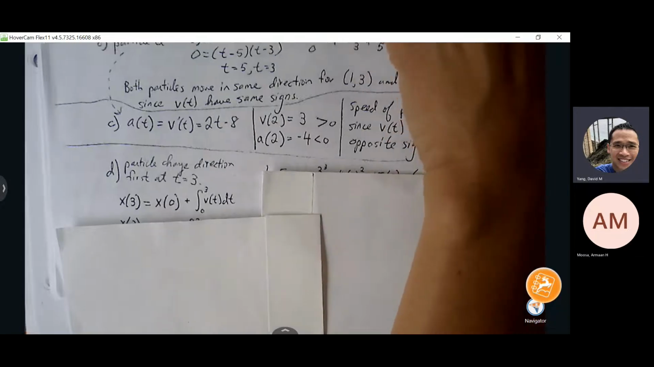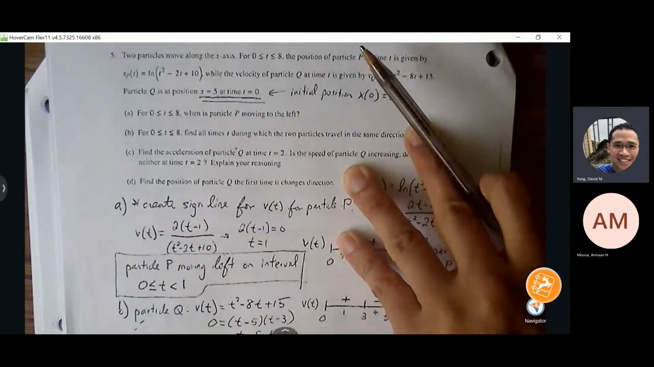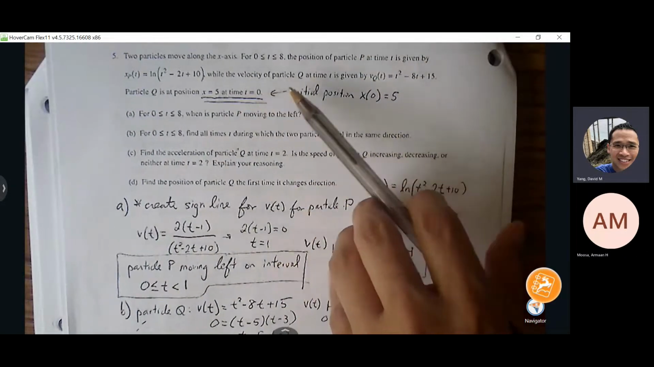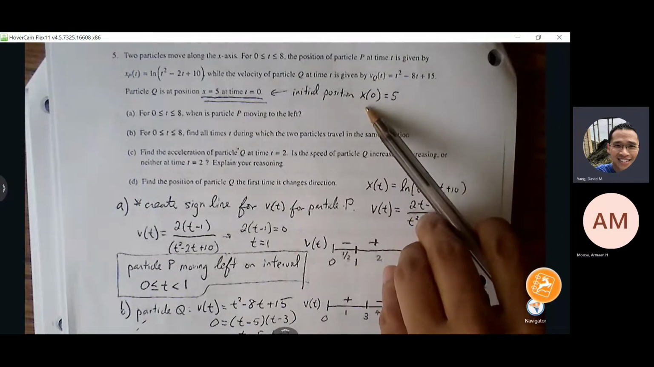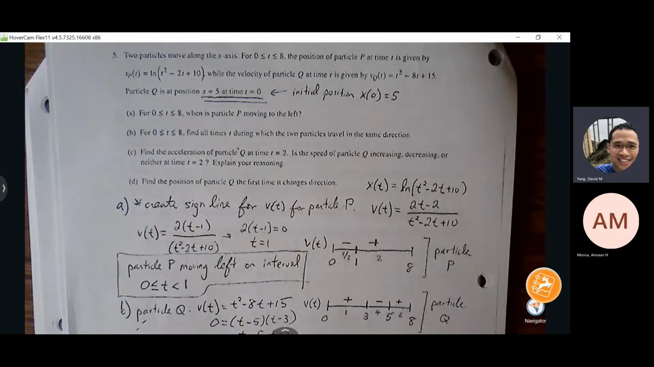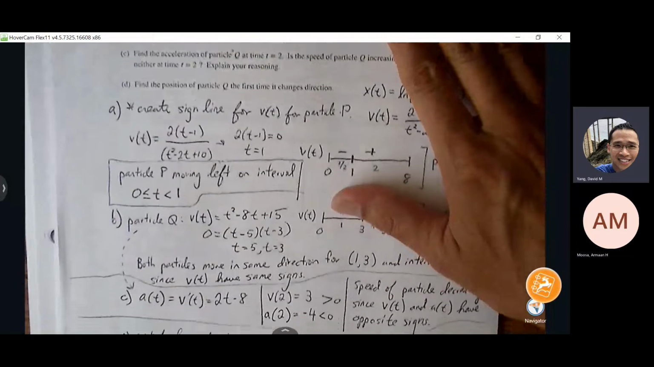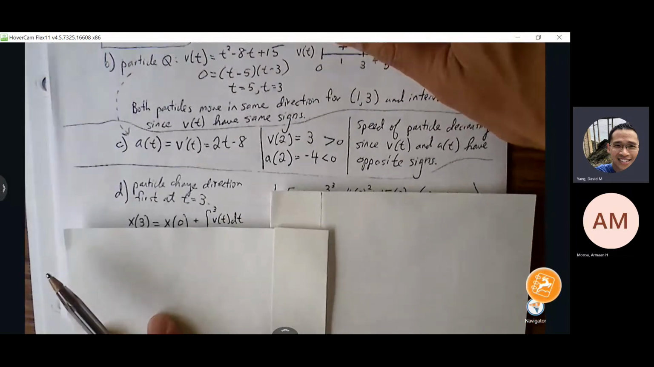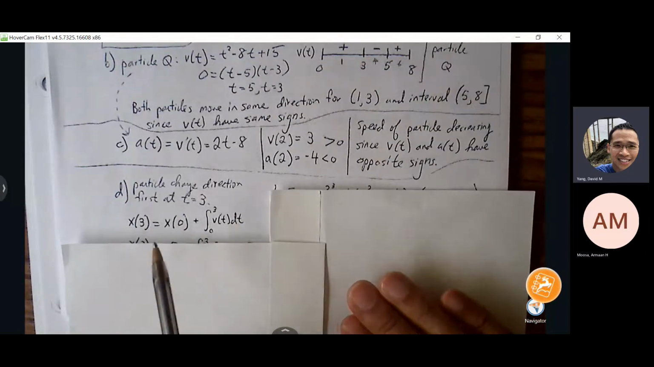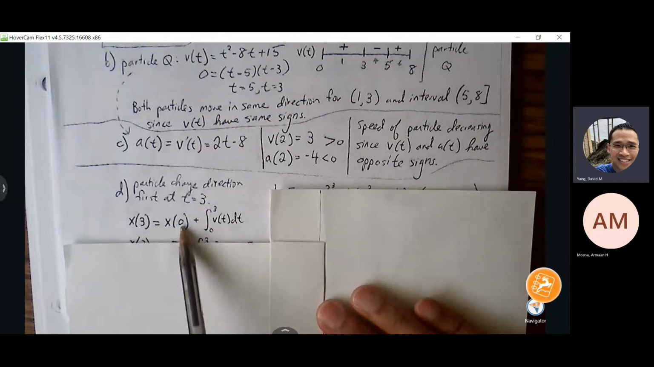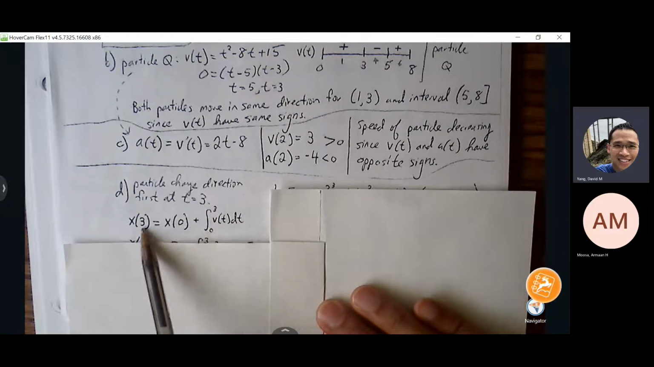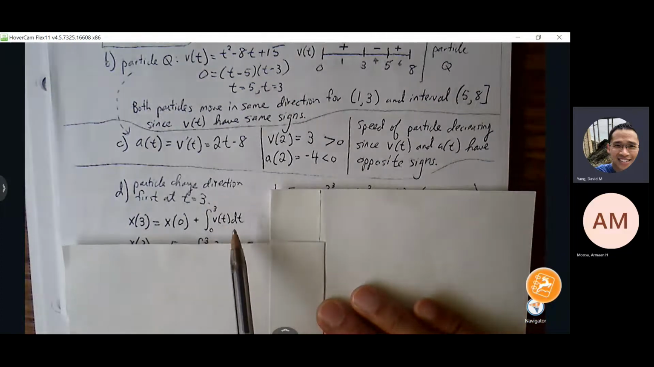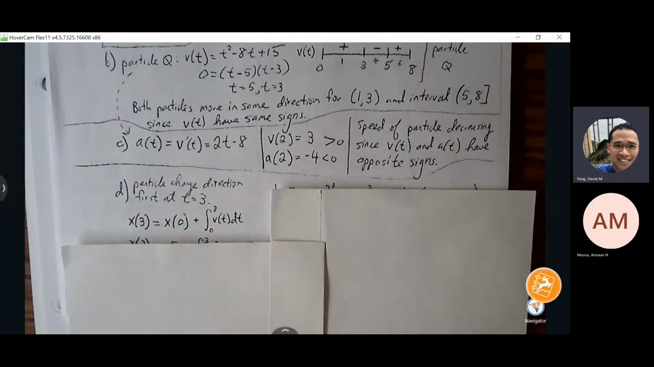Particle Q. They tell us at the beginning that particle Q has position of 5 at t equals 0. So we are given a starting point, x of 0. Once we have our starting point, we have to bridge the gap between starting and ending locations and time, so we can find out how much progress has been made. The definite integral from 0 to 3 of v of t will give me displacement.